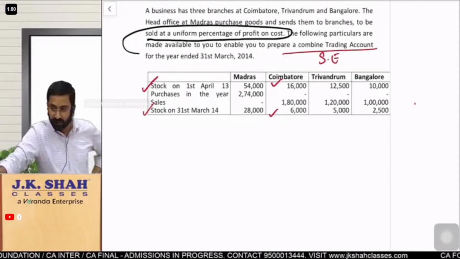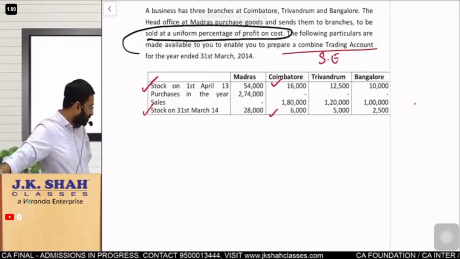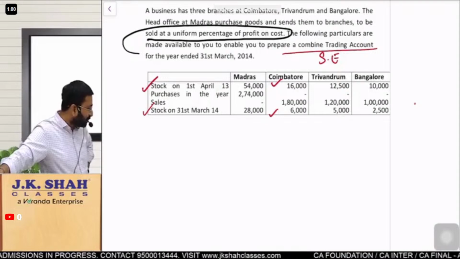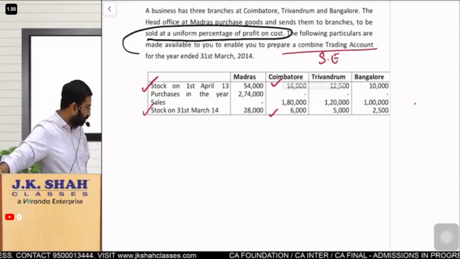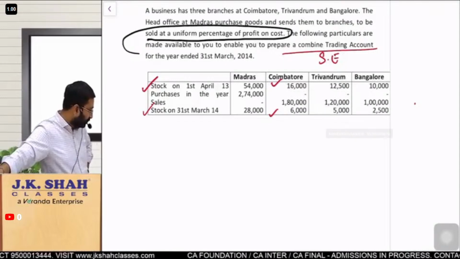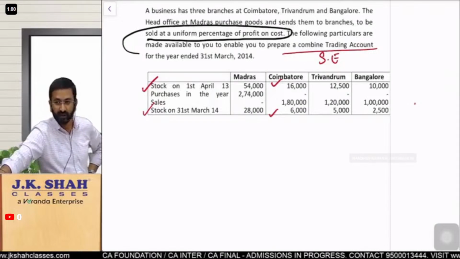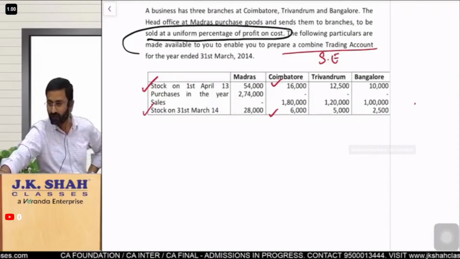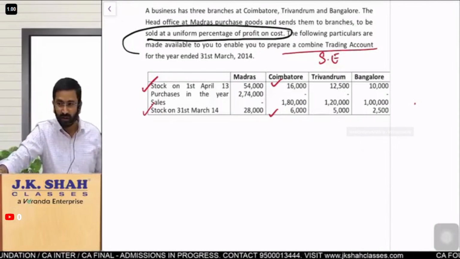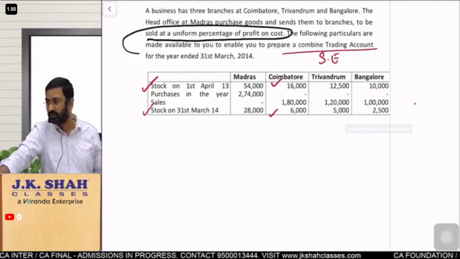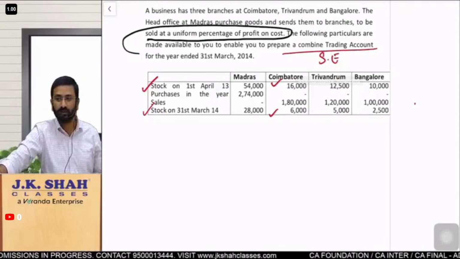Trading account has to be prepared at cost price, for which we need the gross profit ratio. If you know that, it's a very simple question. We need a gross profit ratio.